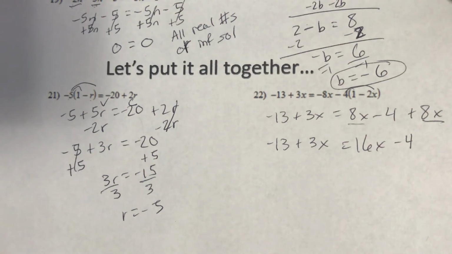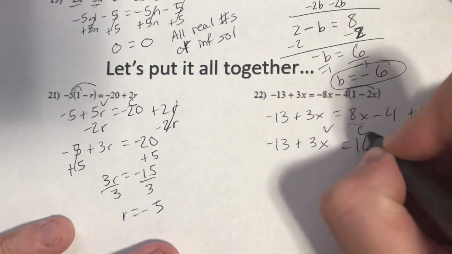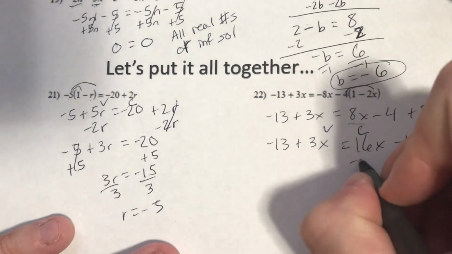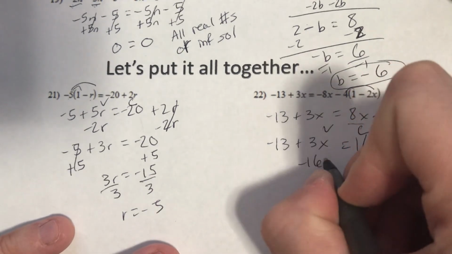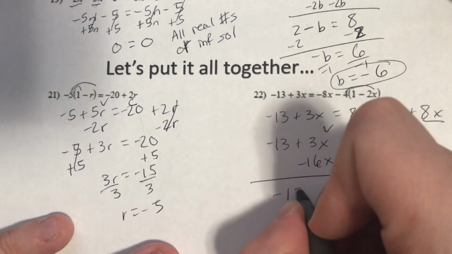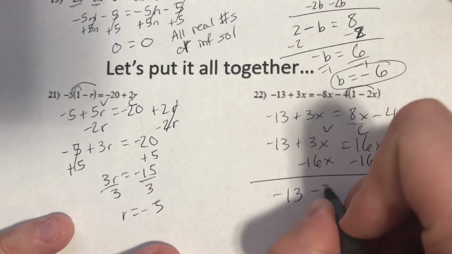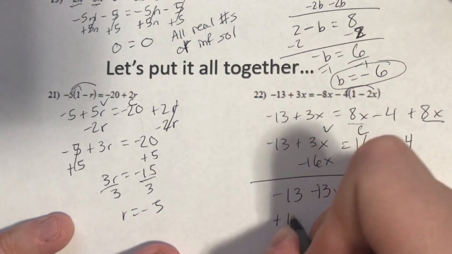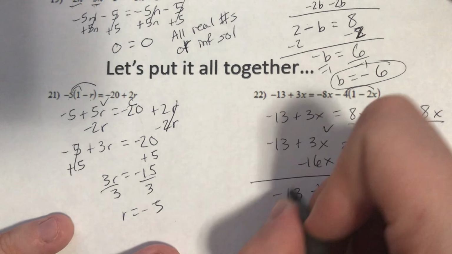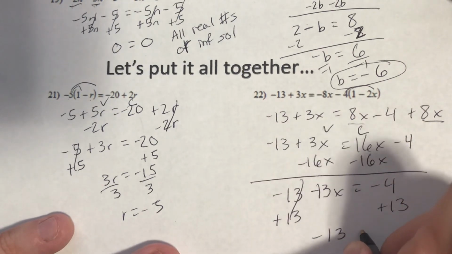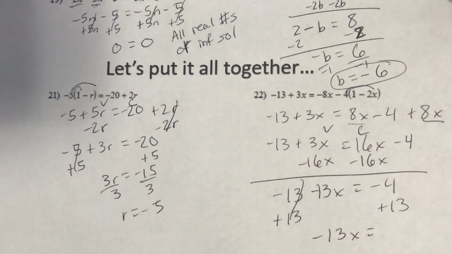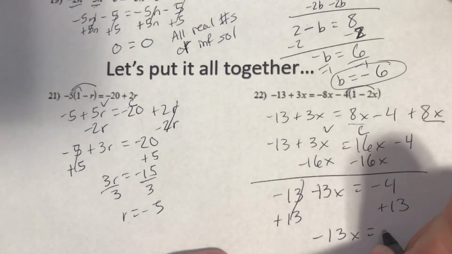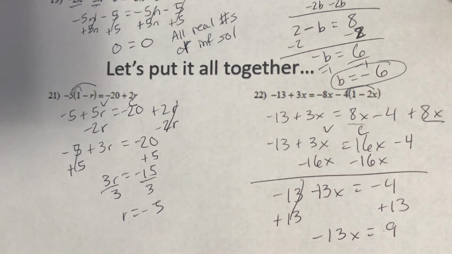All right, and then I'm going to have variables on one side, constants on the other, so I'm going to get rid of my variables over here. And I get -13x equals -4. I'm going to add my 13. And you'll notice that these become something you can be pretty quick at after you've done them quite a bit.